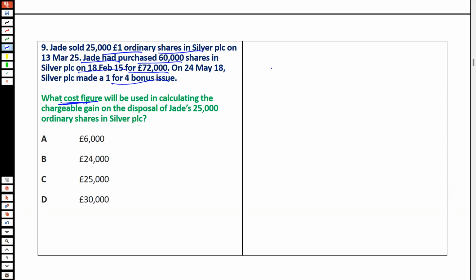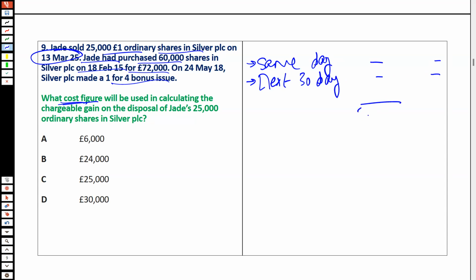Okay. So as per matching principle, is there any same day purchases? He is disposing of shares on 13th March 25. Is there any same day purchases? The answer is no. Is there any next 30-day purchases? The answer is no. So whatever is the disposal of 25,000 shares, that should come from the pool, right?